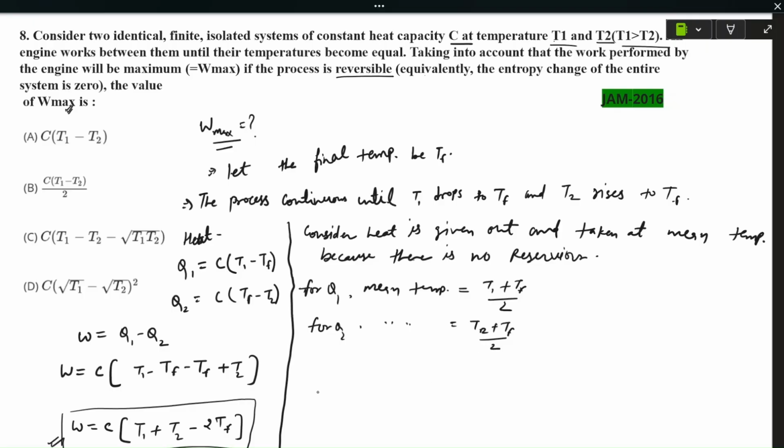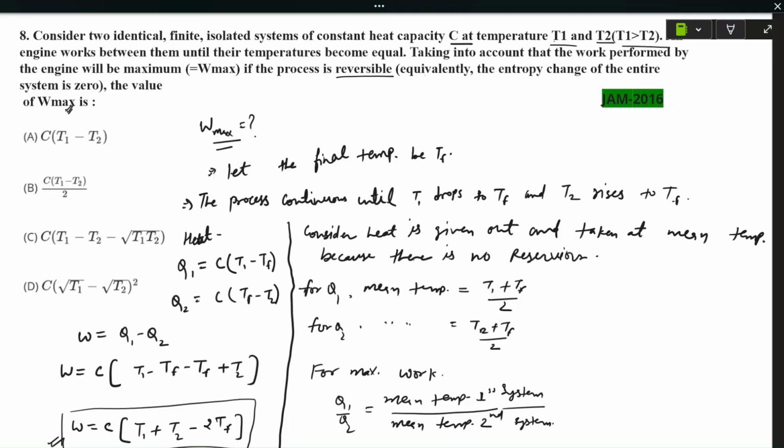So for maximum work we know, for maximum work, Q1 by Q2 is equal to the mean temperature of the first system upon the mean temperature of the second system.